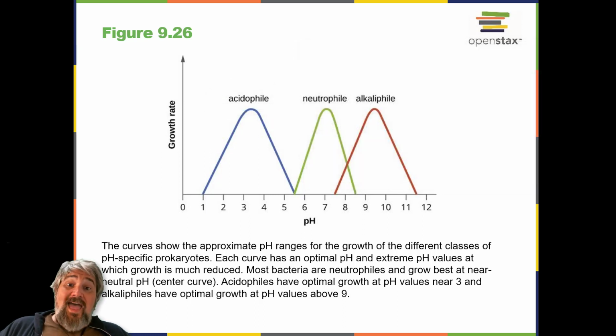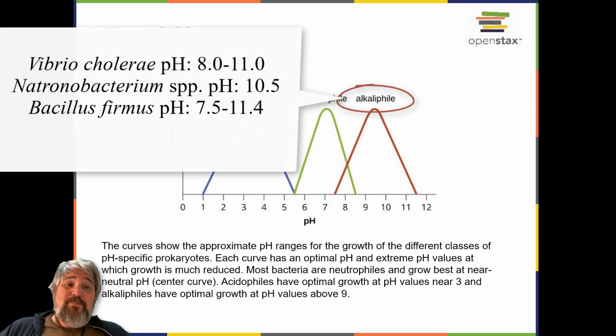At the other end of the spectrum are alkalophiles, microorganisms that grow best at pH between 8.0 and 10.5. Vibrio cholerae, the pathogenic agent of cholera, grows best at the slightly basic pH of 8.0. It can survive pH values of 11.0, but is inactivated by the acid of the stomach.